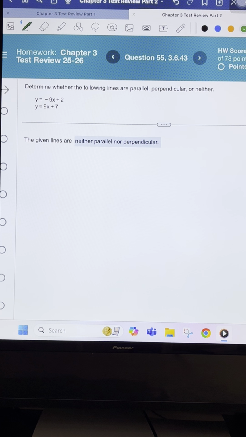Now, determine whether the following lines are parallel, perpendicular, or neither. Well, parallel lines must have the same slope and different y-intercepts. Perpendicular lines must have opposite reciprocal slopes. So opposite reciprocal slopes would be like if I had 3 over 2, the opposite reciprocal slope would be negative 2 over 3. Opposite meaning I went from positive to negative, or I went from negative to positive. And reciprocal meaning that you switch the numerator and the denominator.